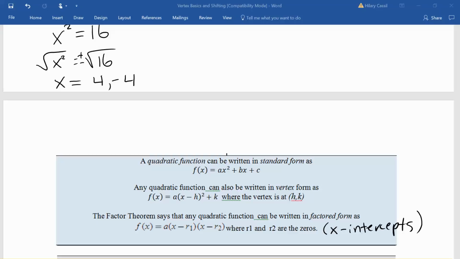And this is just a reminder of the different ways that our quadratic functions can be written. Standard form is ax squared plus bx plus c. Vertex form is a times the quantity x minus h squared plus k, where the vertex is (h, k). And we can also write it in factored form, where we have a times x minus r1 times x minus r2, where r1 and r2 are the zeros, in other words, the x-intercepts of our function.